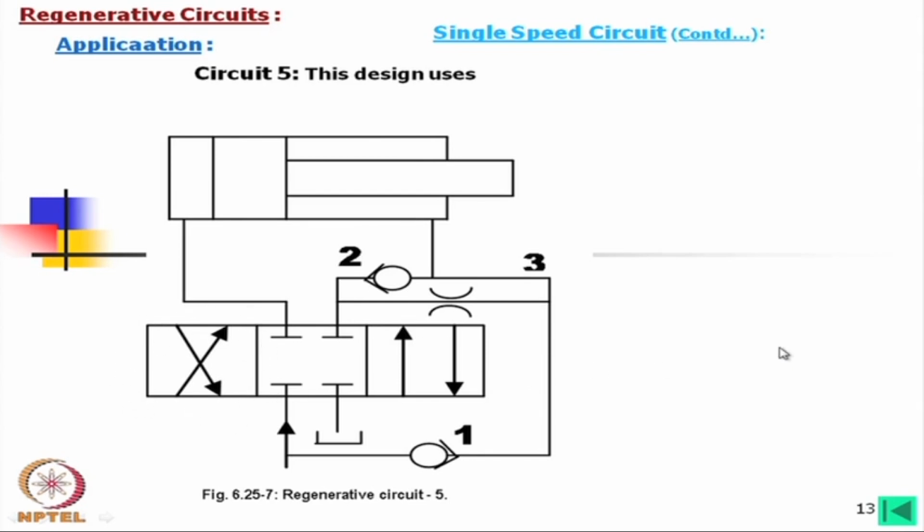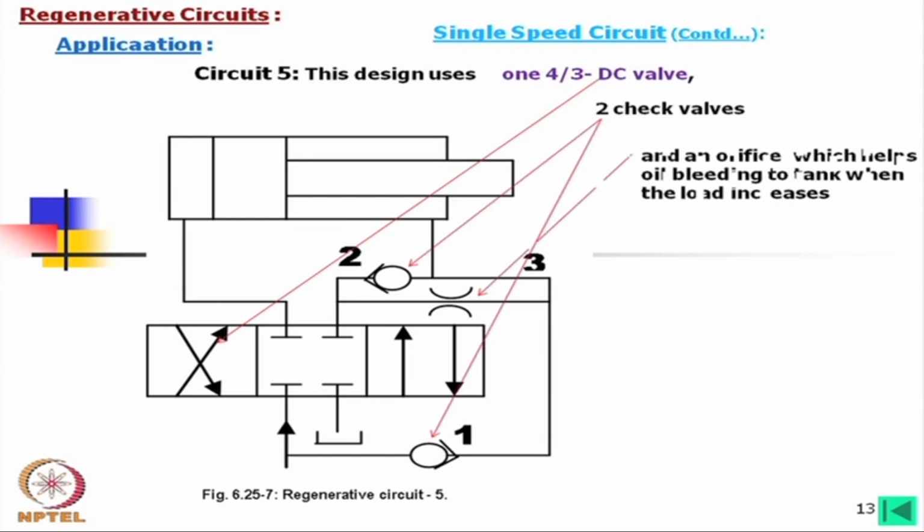Now, in this case again, the same valve, but instead of a shuttle valve we have used two check valves, 1 and 2, and also there is a flow restrictor. So, definitely this is having regenerative plus something, maybe we can expect from that. Let us see what valves are there. 4 by 3 DC valve, 2 check valves, and an orifice which helps oil bleeding to tank when the load increases. What happens?